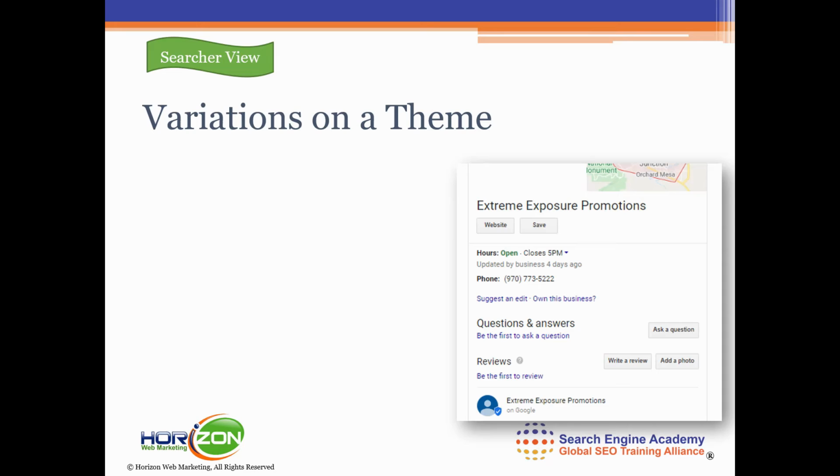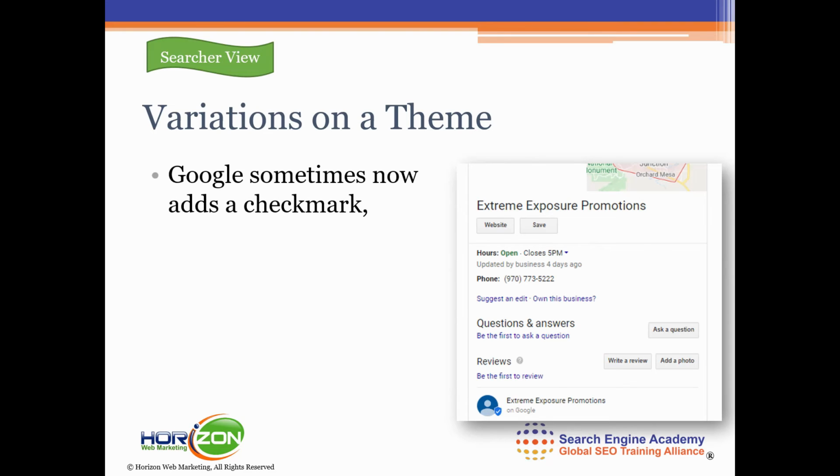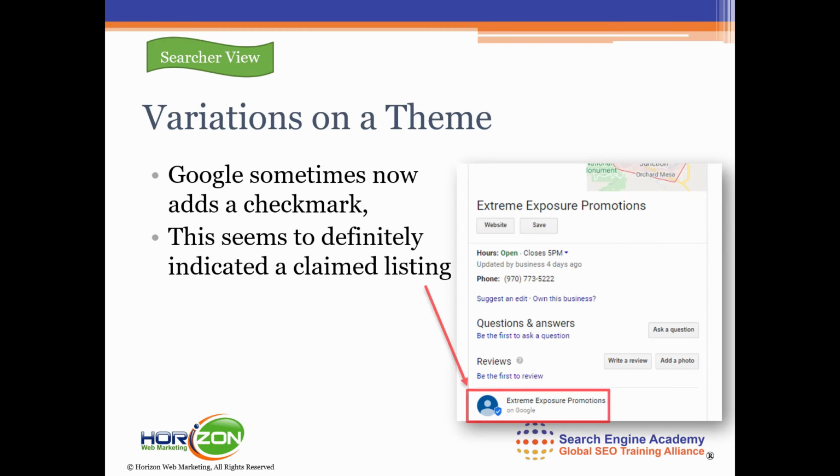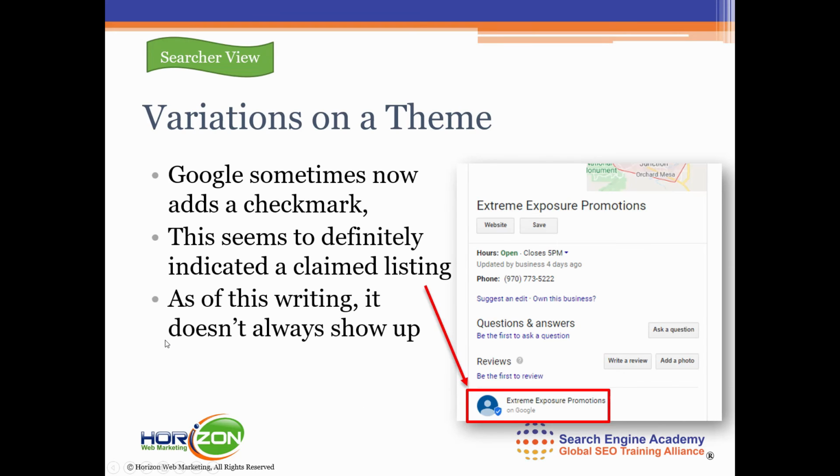Here are some variations on this theme of how this might appear. Recently, Google has started adding a check mark to the listing, and that seems to indicate that the listing has definitely been claimed. So you see down here where it says Extreme Exposures, and you'll see this little blue shield over the icon, and that says that it's a verified listing. As of the summer of 2020, it doesn't always show up. I've done searches on numerous businesses. Sometimes you'll see it verified. Sometimes you won't see it verified.